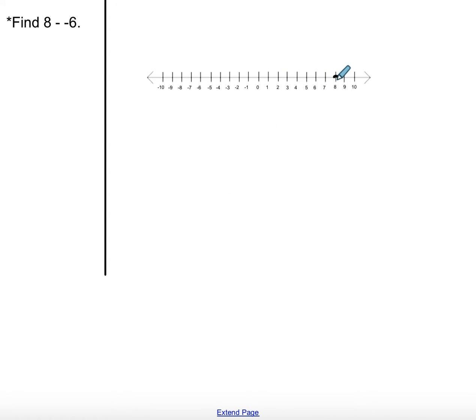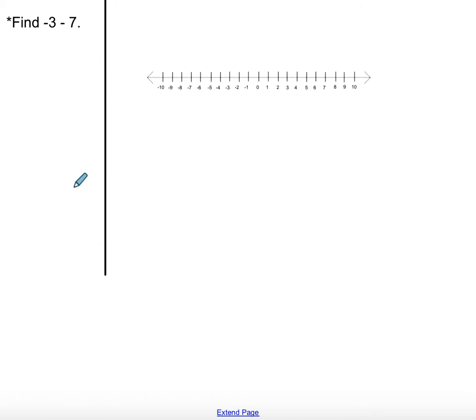So I start at 8, facing my higher numbers. I need to turn around for the minus sign. I turn back around for the negative sign, and now I have to go 6 spots. 1, 2, 3, 4, 5, 6. I went off my number line. So 9, 10, 11, 12, 13, 14. 8 minus a -6 is 14.